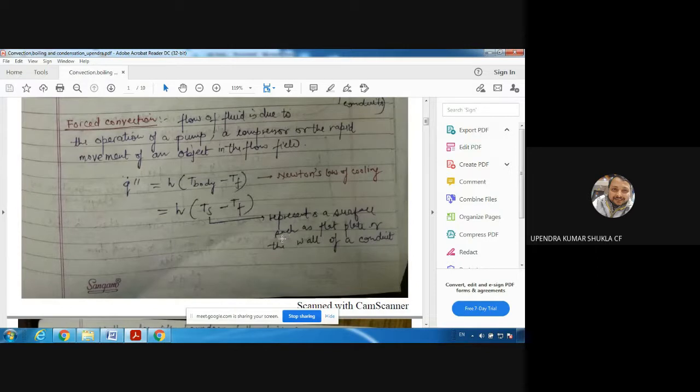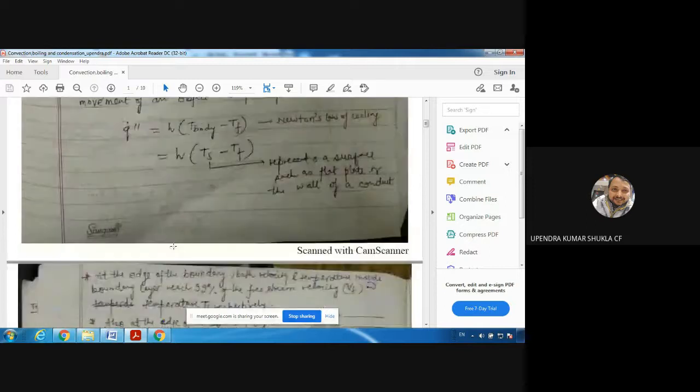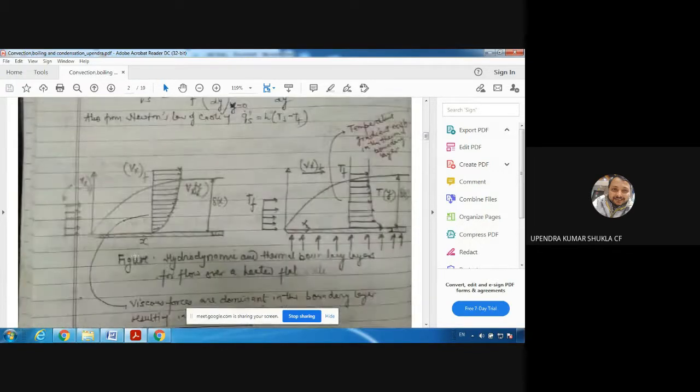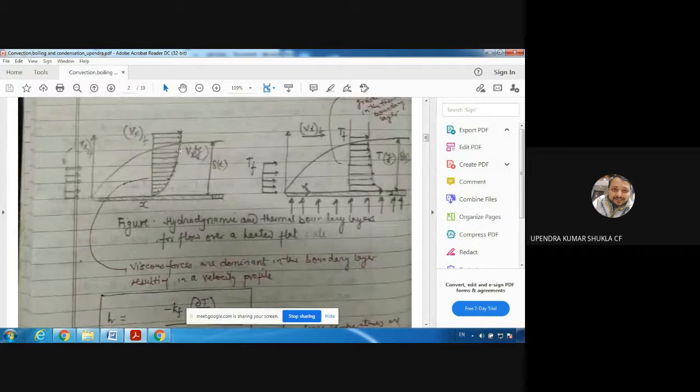Sometimes we represent the body by s, any solid surface. So s represents a solid surface such as a flat plate or the wall of a closed conduit. Now I will tell you, are you able to see this figure? This is the boundary layer. Able to see? Okay, let me tell you.